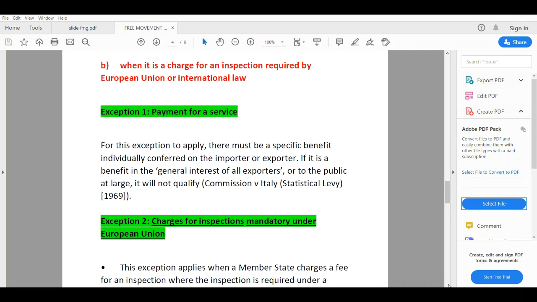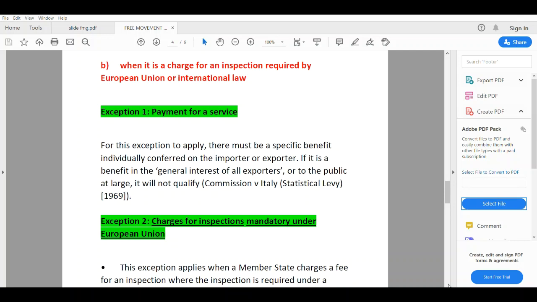I can give you an example for this exception. If an importer of flowers waited at the border of Italy and needed freezing facilities there, and he decided to use the freezing facilities provided by the Italian government, then the Italian government can charge him money under this exception. But for the measure to fall under this exception, it must be ensured by the Italian government that the charge is proportionate.